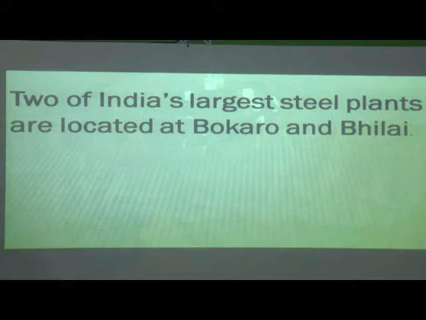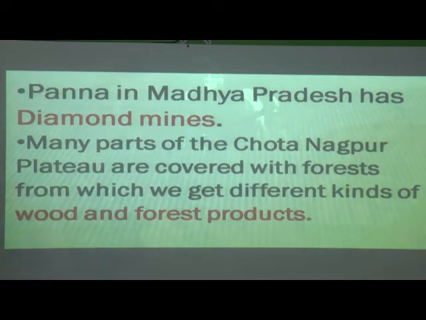Two of India's largest steel plants, yes, we have already discussed the steel plants which are the biggest in India. Where are they located? At Bokaro and Bhilai. Panna in Madhya Pradesh has diamond mines. You all know diamonds, right?